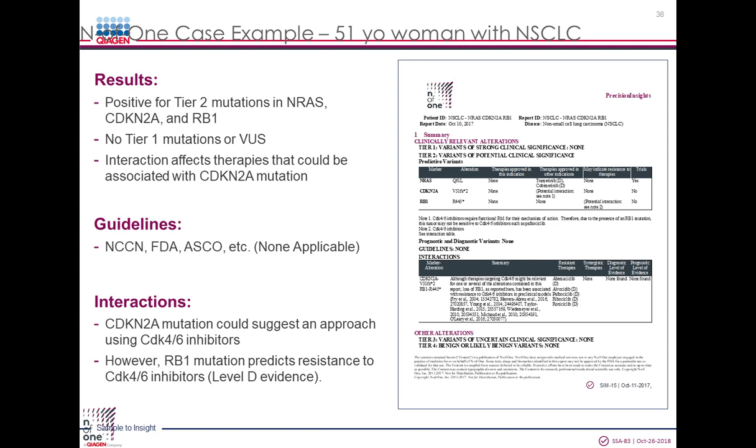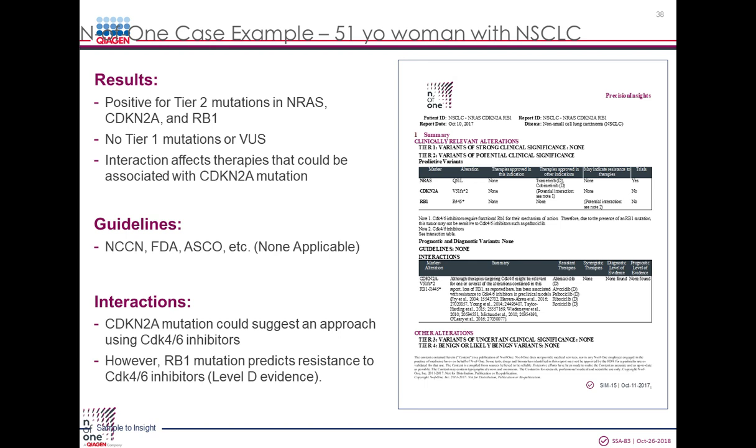Guidelines would also be shown on the front page. If there were guidelines specific for this cancer type, they would be shown, but the guidelines are only shown if they're relevant within that cancer type. So in this case, an NRAS variant would have guidelines that are relevant in colon cancer that would be summarized, but for non-small cell lung cancer, there are no relevant guidelines.